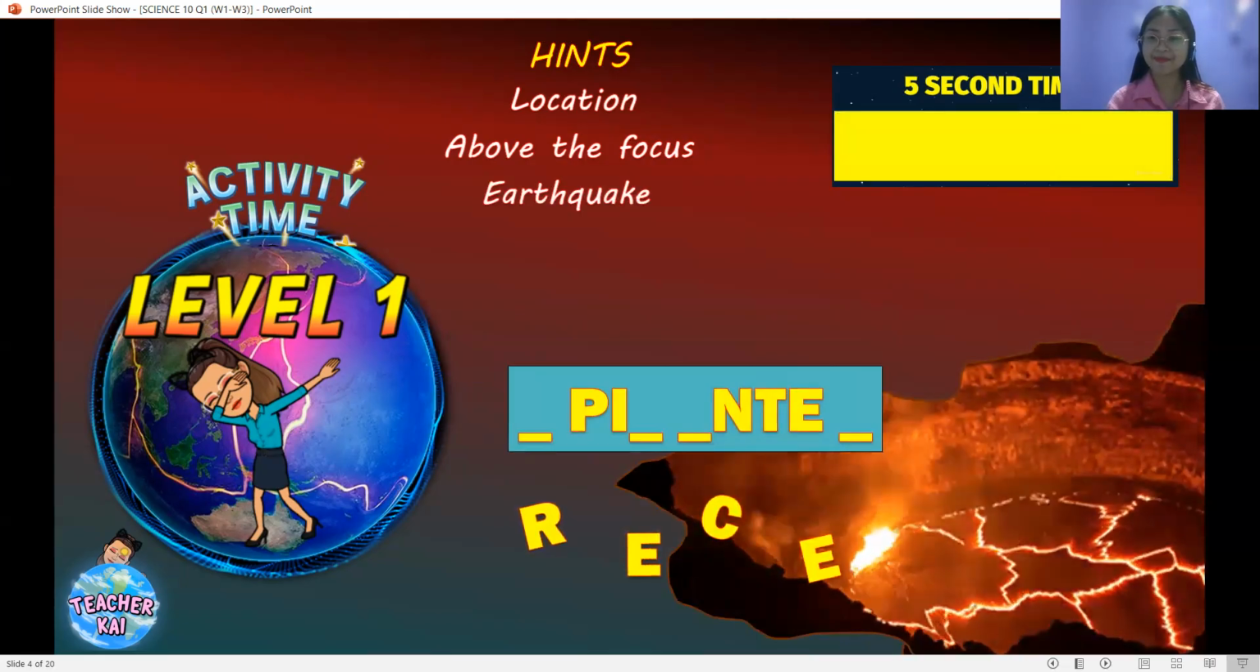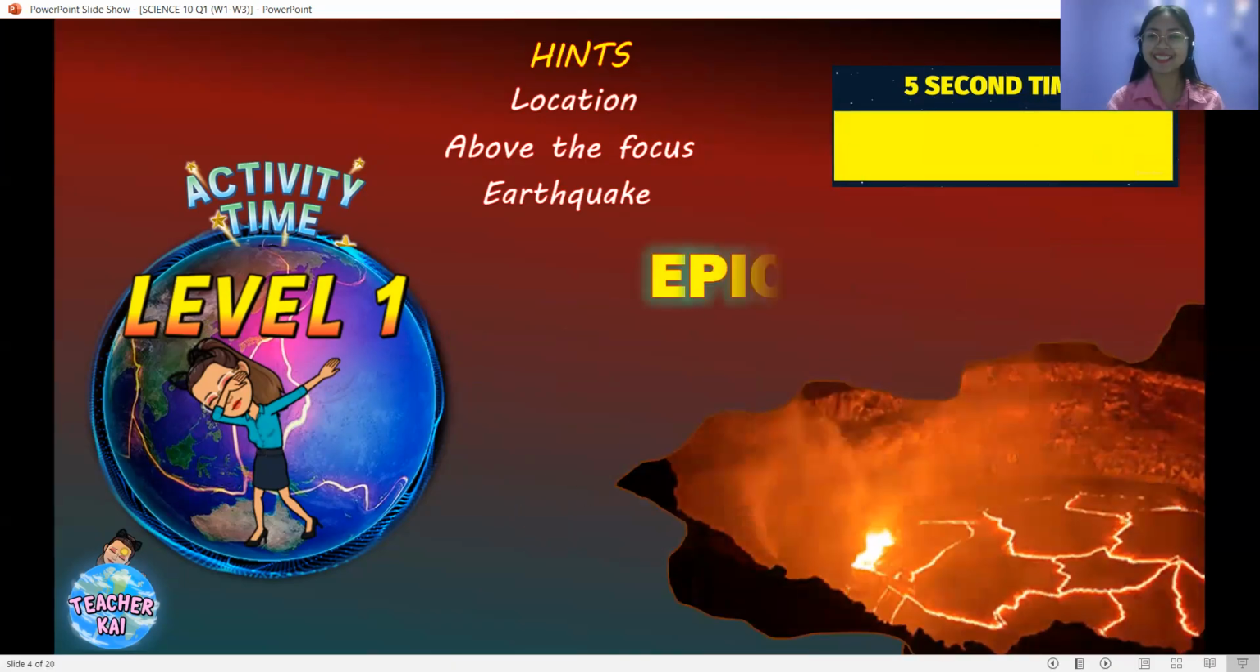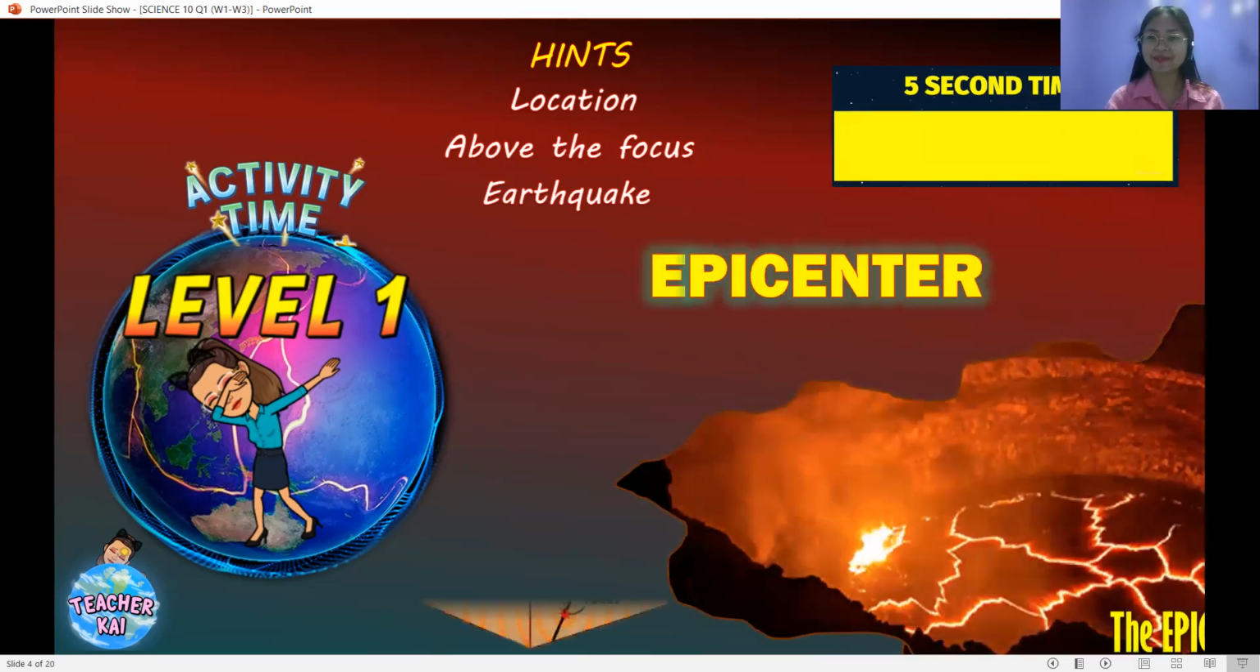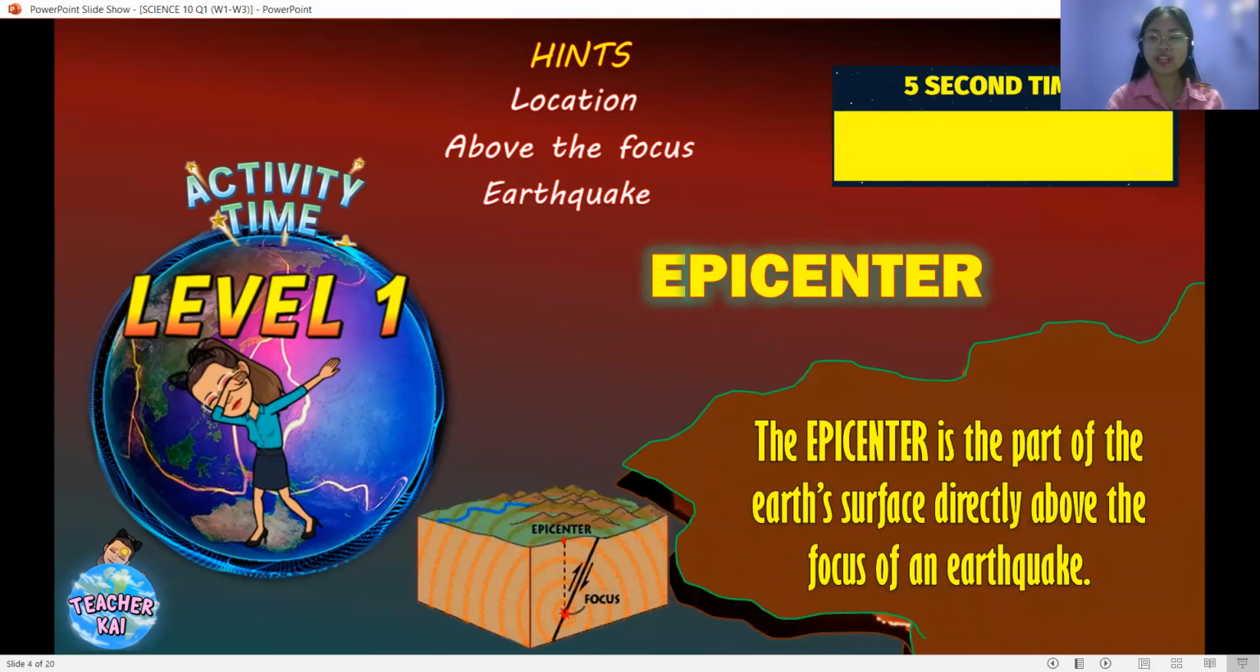Time's up. Good job. Epicenter. What is an epicenter? The epicenter is the part of the Earth's surface directly above the focus of an earthquake. So look at the illustration. As you can see, this is the focus where the fault occurs, and above the surface of the Earth is the epicenter. Good job. Now let's go to the next level.